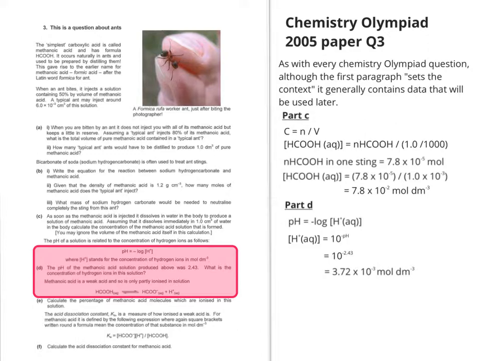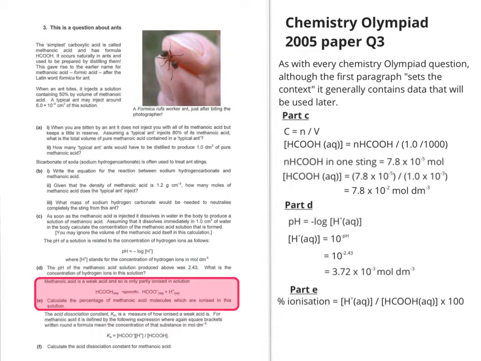In part E, they want us to work out how much of the original HCOOH has actually ionized. You take the concentration of your hydrogen ions that you've just worked out and express that as a percentage of the original 7.8 times 10 to the minus 2. That gives us 4.77%.